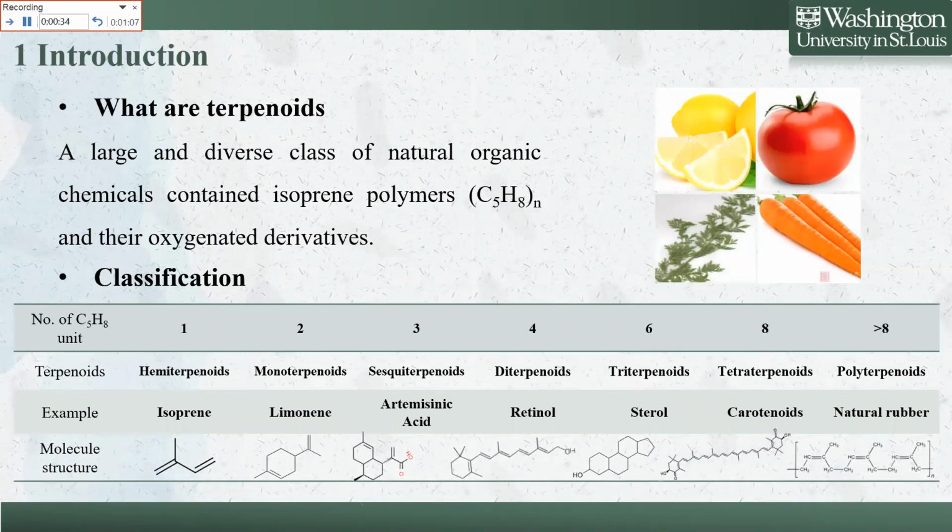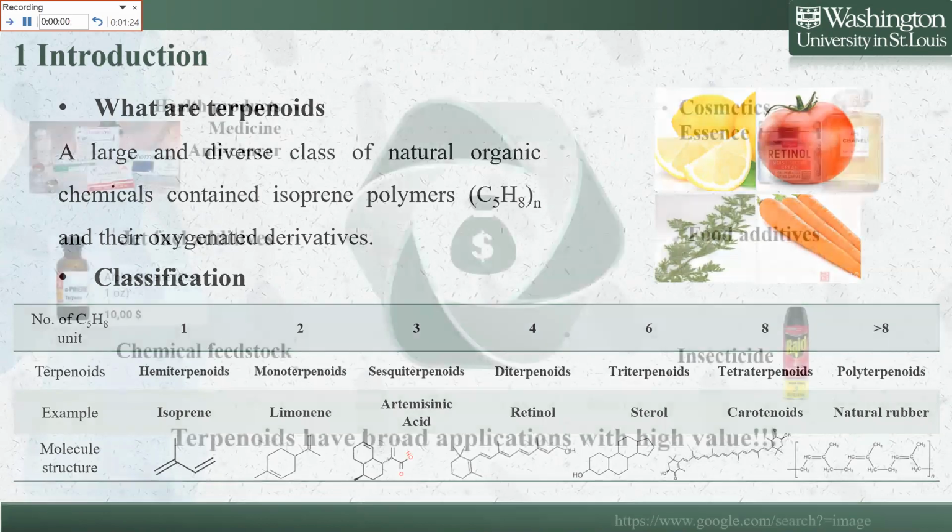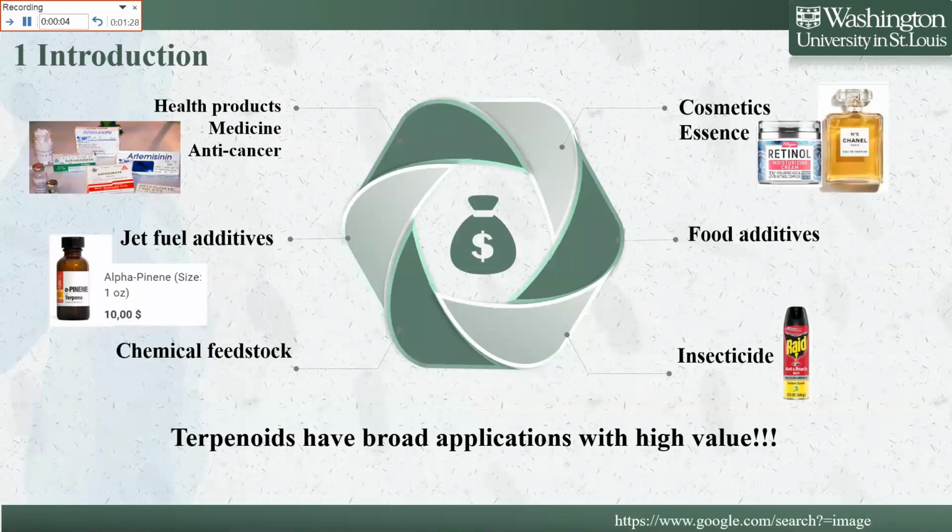Based on the number of the isoprene units, terpenoids can be classified into several groups. Here is a table showing the name and the molecule structure of typical examples of terpenoid species that have 1 to 8 and over 8 units. Terpenoids not only have a great diversity, but they can also provide great values for humans.